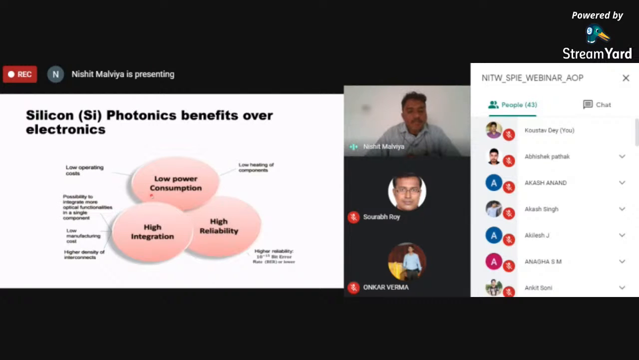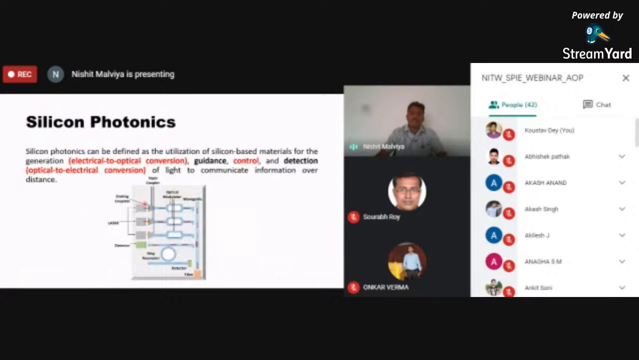Next, I want to discuss the advantages over electronics. Silicon photonics is very popular, and it takes advantage of CMOS fabrication technology. There is a low operating cost, because it consumes a very small amount of power. The second advantage is low-heating components, because electrons are not moving and the photon is a zero-mass particle. There is also a high integration capacity.